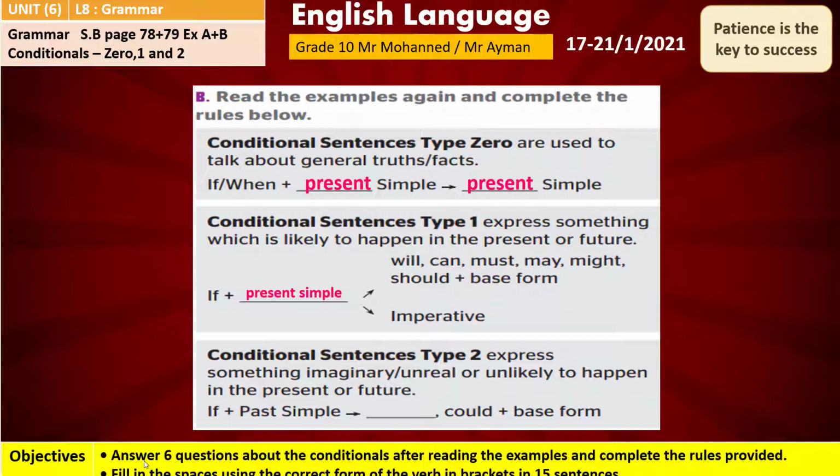Now let's move to the third or the final conditional. Conditional sentences type 2. It expresses something imaginary or unreal or unlikely to happen in the present or the future. Again, in the present or in the future, but it is unlikely to happen. It begins with if, the past simple, and in the main clause, we use would or could plus the base form.